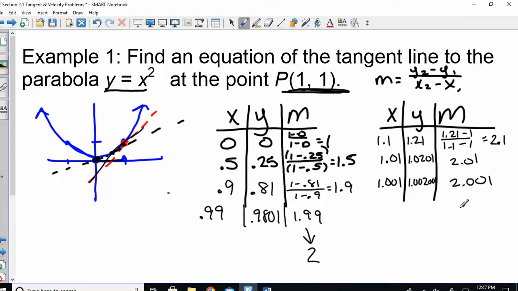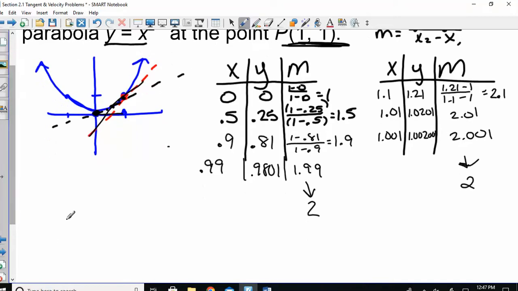You guys agree with those? So does it also look like this slope is approaching 2? Okay. So now I'm trying to write the equation. Our best guess is our slope is 2. Is that guaranteed? No, but we think it is. So now we have a point and the slope, so we can write the equation of the tangent line.